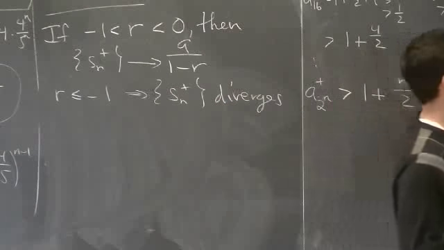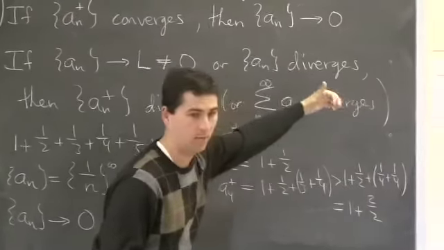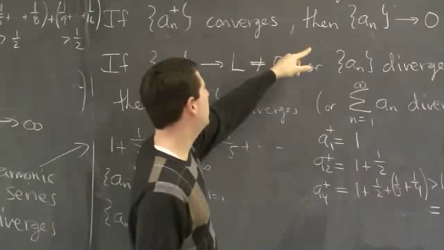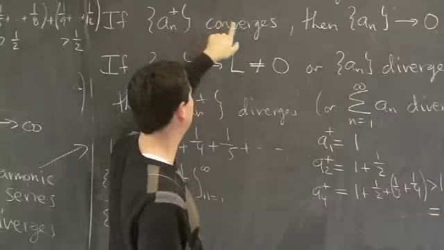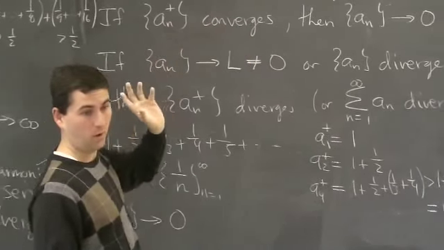So this theorem has to only be read left to right. You can't read it right to left. So it's not good enough just to show that your sequence converges to 0 to show that the series converges. You really need something more.